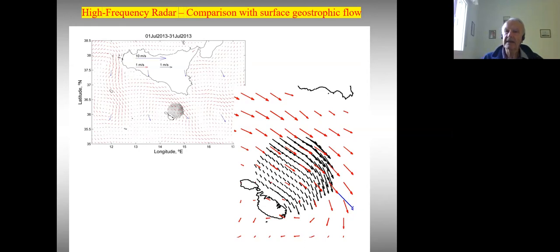a combination of high frequency surface geostrophic flow and the high frequency, high resolution scatterometer data. Here you can see 10 meters per second is the velocity of the wind, and 1 meter per second is the velocity of the surface current.